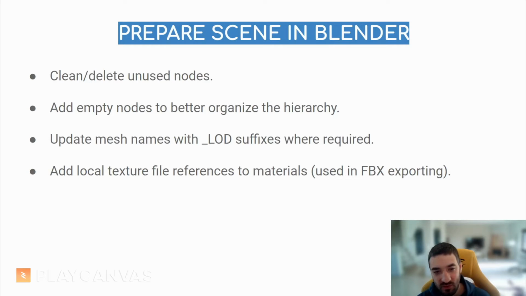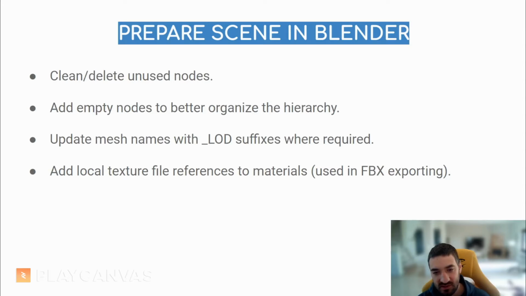We also add empty nodes to better organize the hierarchy. Sometimes if you have too many actors in Unreal, and these actors may create a flat list of entities, and it's not easy to pinpoint where specific nodes or entities are. So usually we group these nodes in Blender in meaningful categories. For example, we may group walls, ceiling, and floor on a single category. Then we may have props or lights, meshes for the lights, and so it's very easy then to find them in PlayCanvas if we do that in Blender.